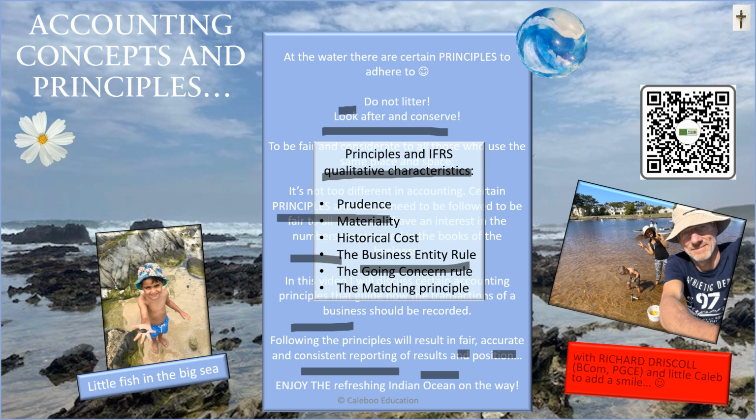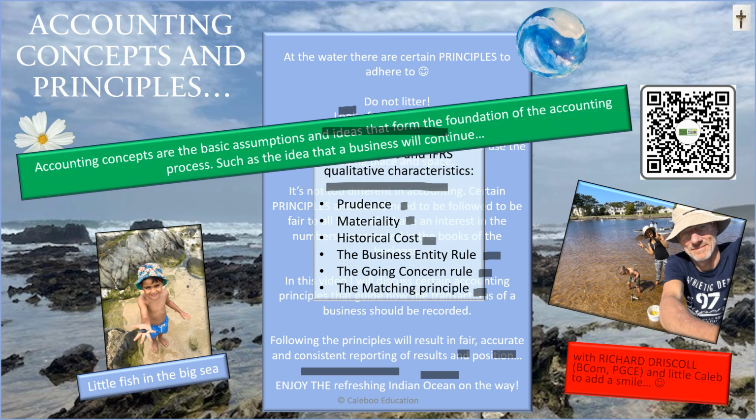This is what we're going to cover. We're going to cover the principles of accounting and the IFRS international framework qualitative characteristics. We're going to look at prudence, materiality, the principle of historical cost, the business entity rule, the going concern rule, and the matching principle, as well as some characteristics put in place by the international framework, which will ensure better reporting: fair, consistent, honest reporting.